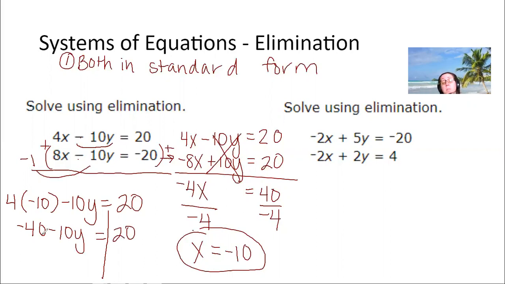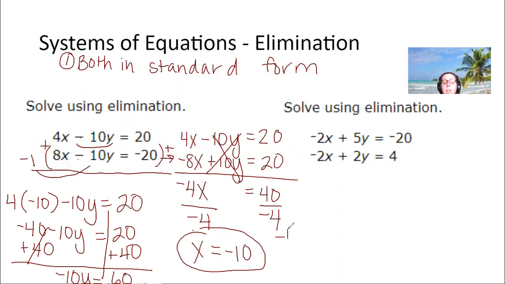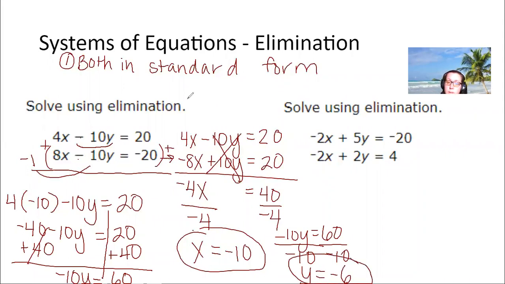Okay, then we have a two-step equation. We're going to add 40, and we're left with negative 10y equals 60. We're going to divide both sides by negative 10, so we get y is equal to negative 6. So my solution for this system is negative 10, negative 6.